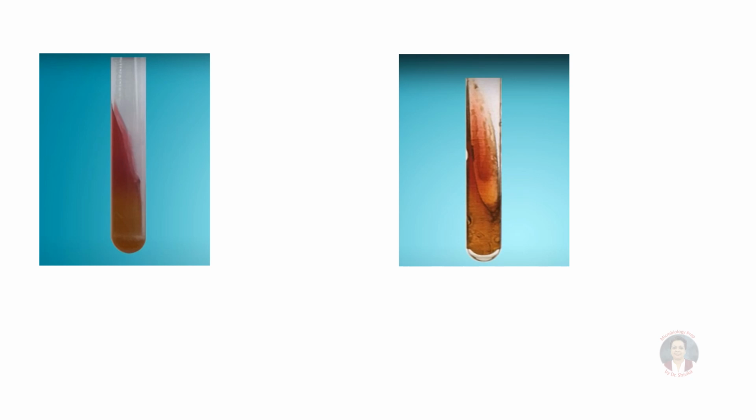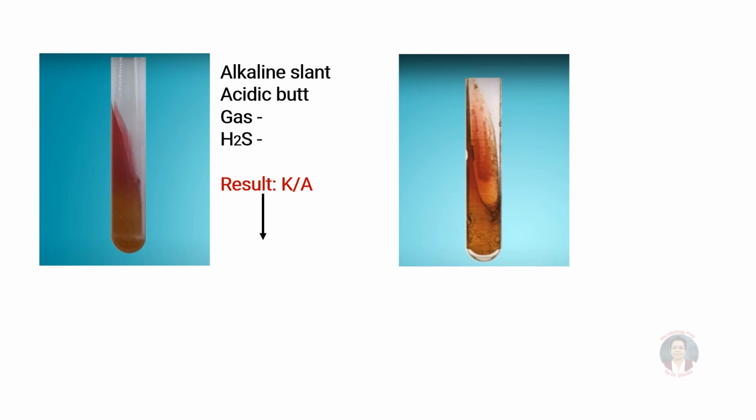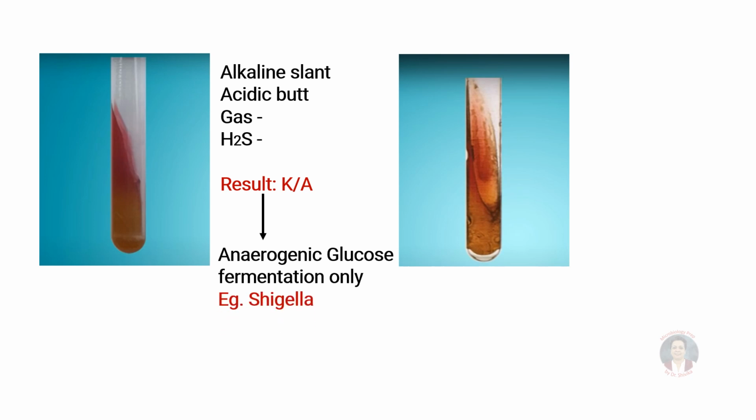On the left hand side, we can see a red slant and a yellow butt. So the result is going to be expressed as K/A. Since no gas is seen, you can't see any gas bubbles. You can't see a black precipitate. So CO2 as well as H2S have not been produced. So our interpretation is anaerogenic glucose fermentation only. Example is Shigella.